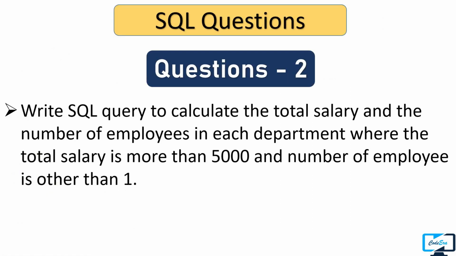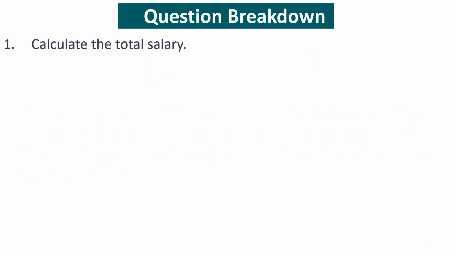So our question is, write SQL query to calculate the total salary and the number of employees in each department where the total salary is more than 5,000 and the number of employee is other than 1. So let's again break down this question into the simple steps. So our first step is to calculate the total salary. So we will use sum aggregate function on salary column.